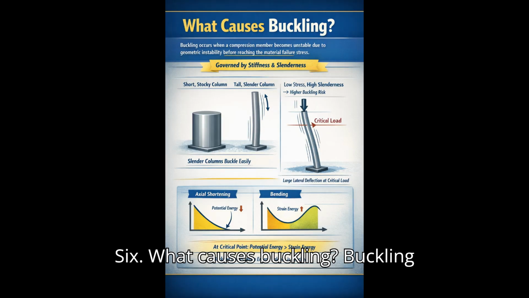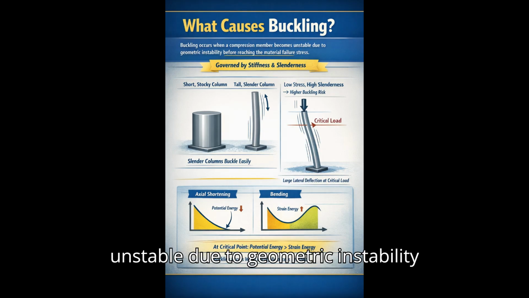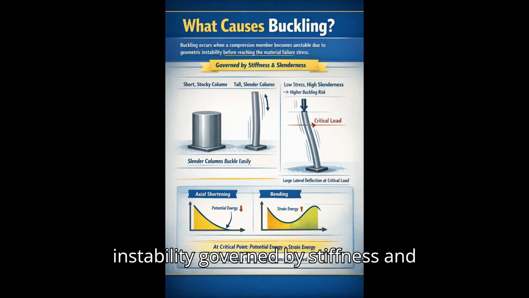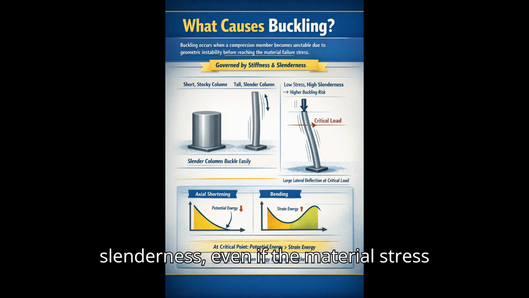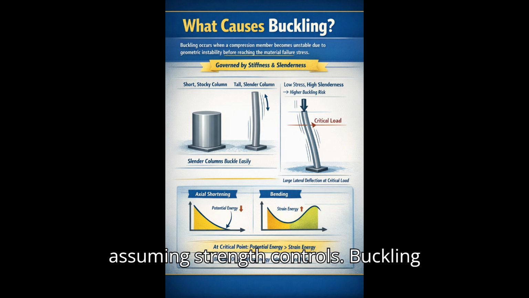6. What causes buckling? Buckling occurs when a compression member becomes unstable due to geometric instability before reaching the material failure stress. It is governed by stiffness and slenderness. Even if the material stress is low, a slender column can fail due to geometric instability, so I always check slenderness before assuming strength controls.